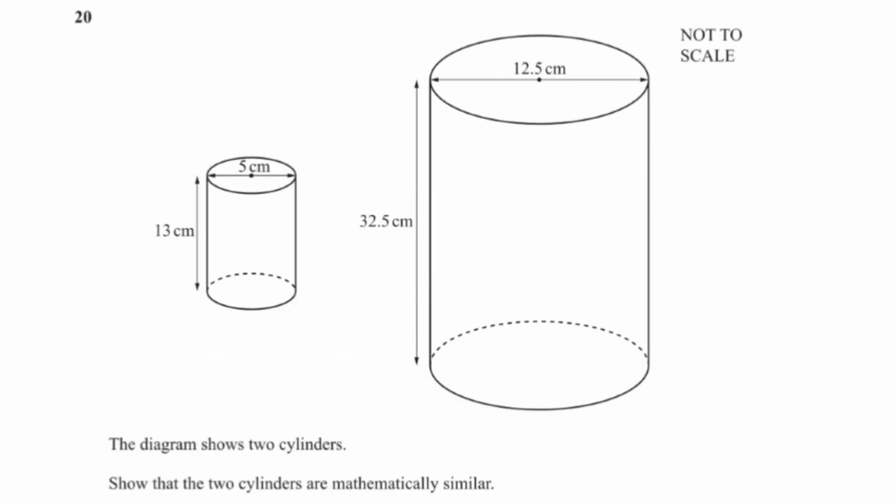The diagram shows 2 cylinders. Show that the 2 cylinders are mathematically similar. If 2 shapes or objects are mathematically similar, the ratio of their corresponding sides must be equal.